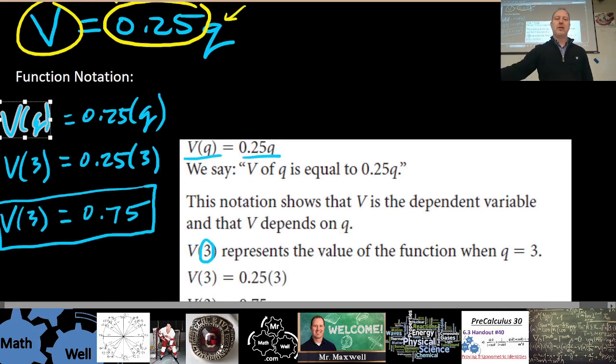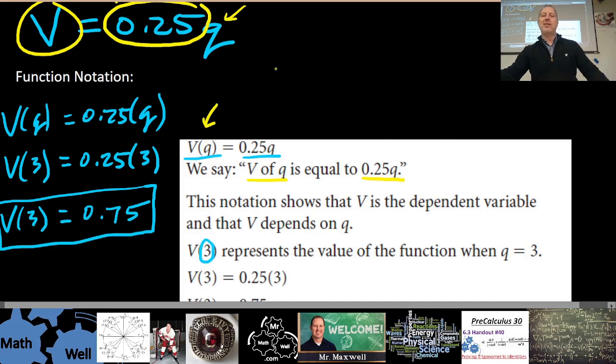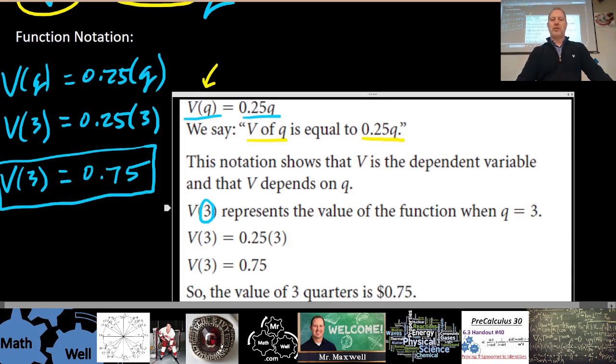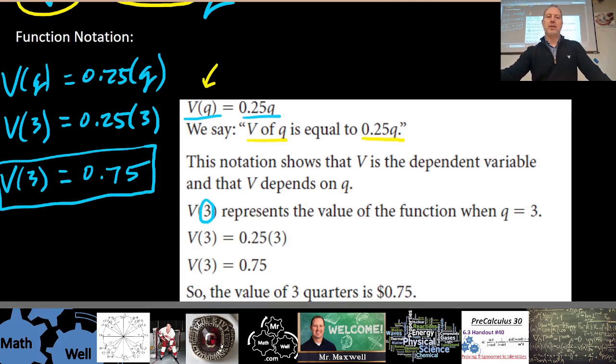And in your textbook here, this is a clip from your textbook as well, it says that v of q, and that's how you say it, v of q is equal to 0.25q. Okay, so this is function notation. You can see what the input variable is and what the output variable is at the same time. The nice thing about this is when we start evaluating. So I'm going to pause on the screen for a minute here. I'm going to talk about this.